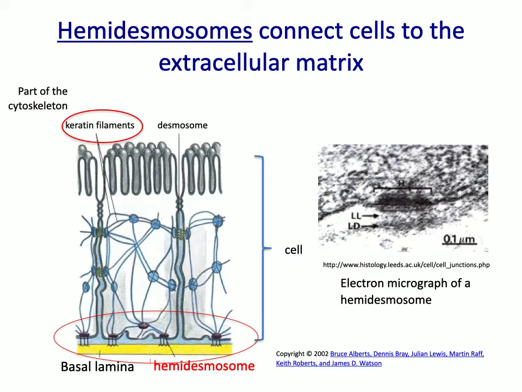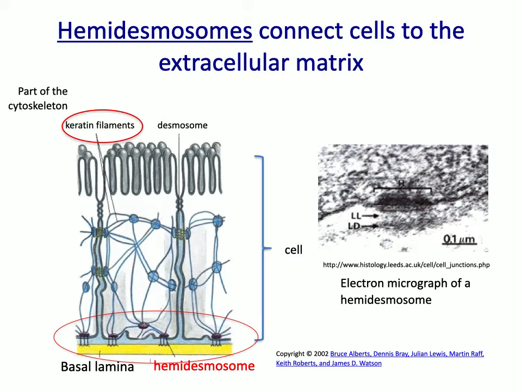Hemidesmosomes connect cells to the extracellular matrix around them. Within the cells, there is a cytoplasmic plaque composed of multiple proteins, which is then anchored firmly to the keratin filaments, which are part of that strong cytoskeleton. Outside the cell, the integrin proteins bind to multiple molecules within the extracellular matrix, including collagens and different types of laminin molecules within this tissue. And the binding of these proteins creates long fibrils that can extend deep into the extracellular matrix.